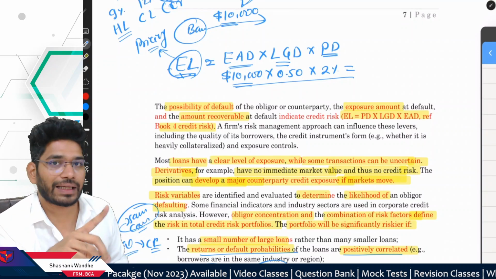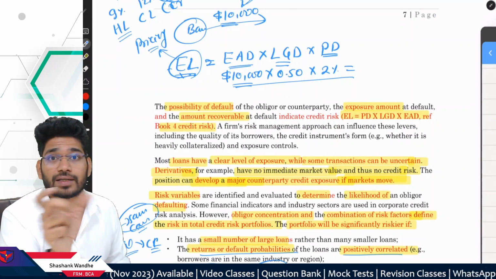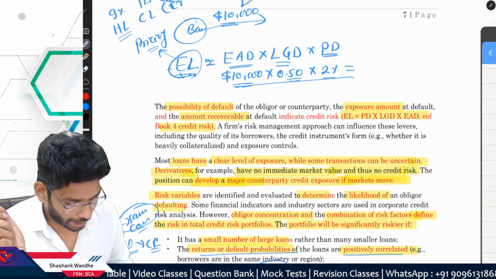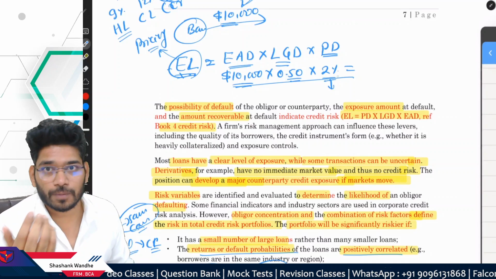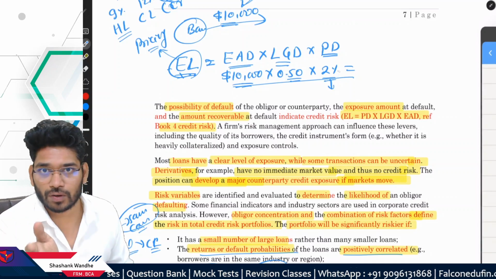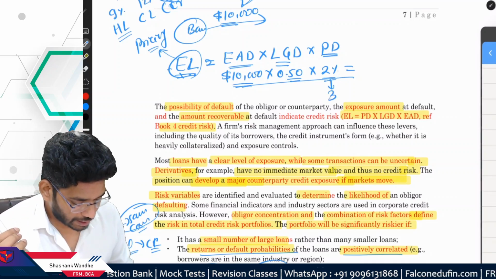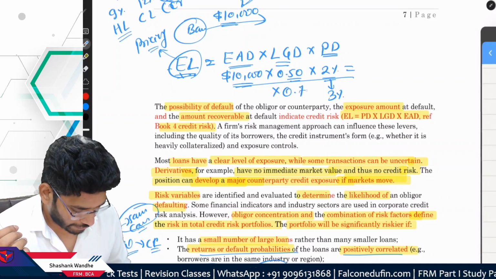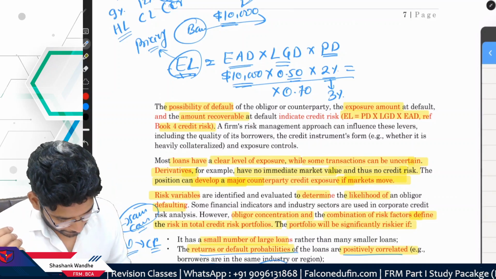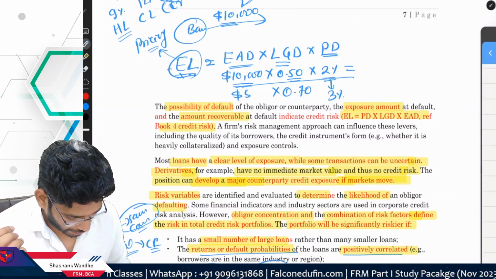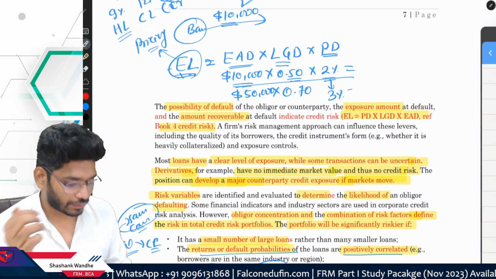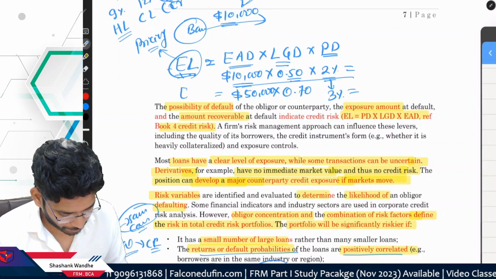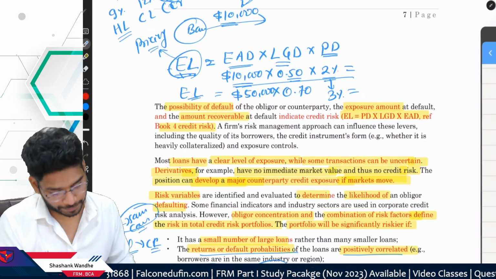So exposure won't increase in case of the loans, but it will increase in case of the derivatives. Exposure, this is loss given default, and this is probability of default. Assume that there is positive correlation between all three. If this increases to say 3%, and this increases to 70%, and this increases to say 50,000, so these are positively correlated, and it will increase your expected loss calculation. Expected loss means higher risk.